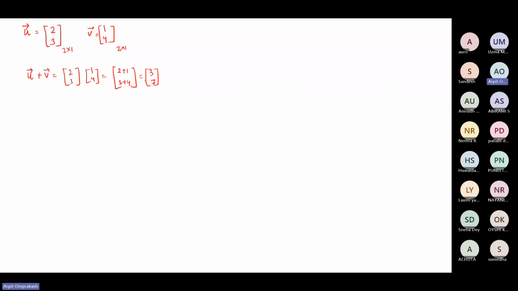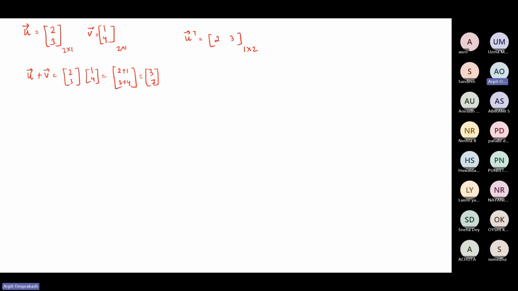Sir also talked about transposition. Transposition is where we flip the rows and columns of a vector. If we want the transpose of the vector u, we have 2, 3, so instead of a column it's now a row, and the dimensions will be 1 by 2. Note that we use the T here to represent that this is the transpose of the vector u.